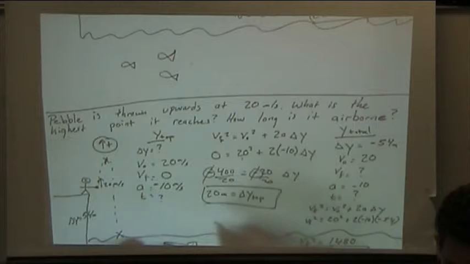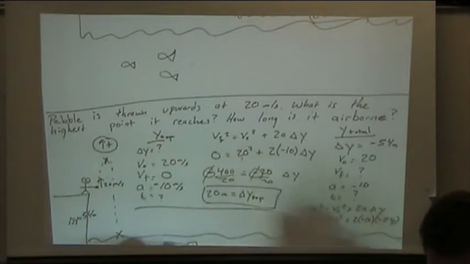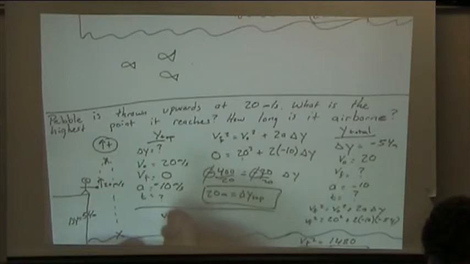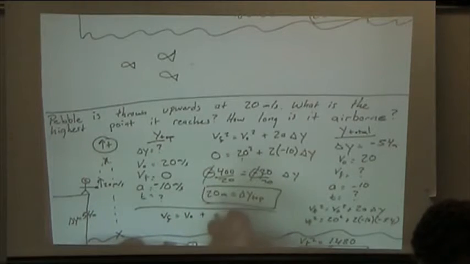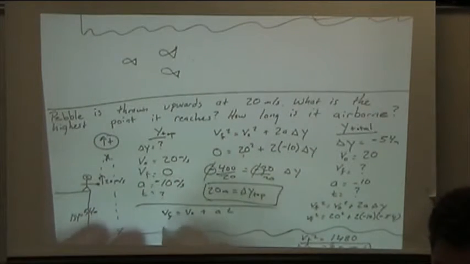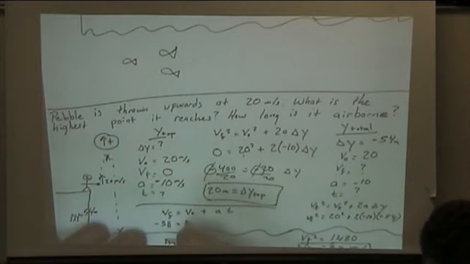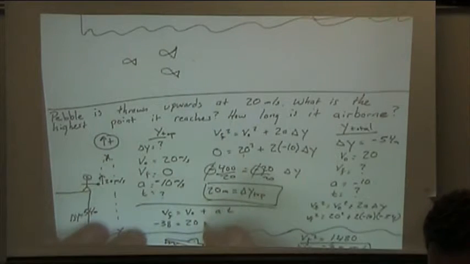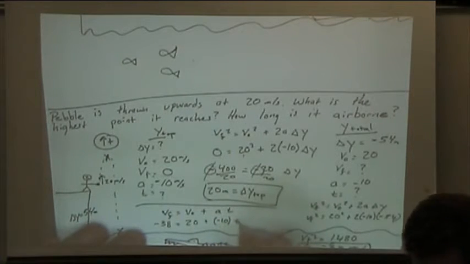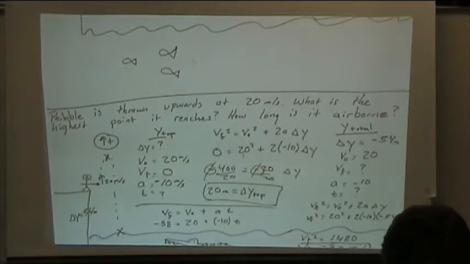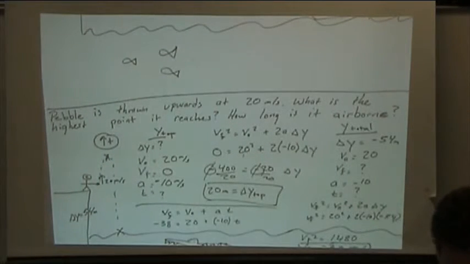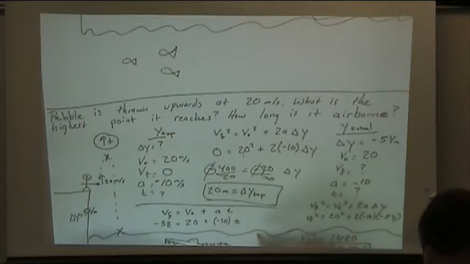I'm going to come over here, I'm running out of room. We can say that Vf equals V0 plus a times t. We've got a negative 38 as our final velocity. We've got a positive 20 as our initial velocity. Acceleration is negative 10 times time. Now, when we subtract 20 from both sides, we'll get negative 58.